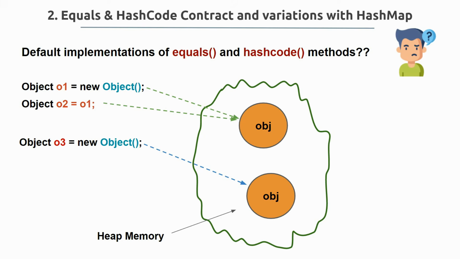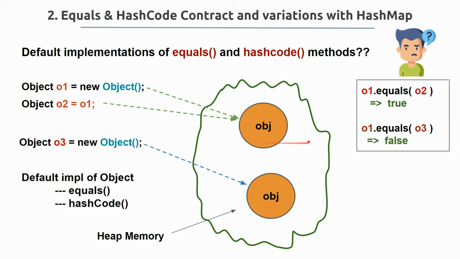Now let's see the default implementation of hashcode and equals methods. As per the default implementation of the equals method, equals will return true when references point to the same object in memory. So here O1 and O2 are pointing to the same object, right? So O1.equals(O2) will return true. But O1 and O3 are pointing to different objects in memory, right? So O1.equals(O3) will return false.